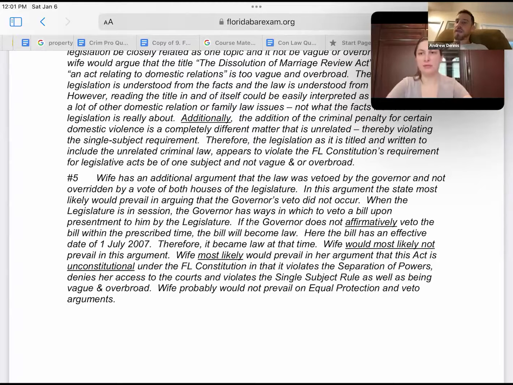All right. In this argument, the state most likely prevailed in arguing that the governor's veto did not occur. When the legislature is in session, the governor has ways in which to veto a bill upon presentment by the legislature. The governor cannot do a pocket veto. Here, the bill had an effective date of July 1st, 2007. Therefore, it became law at that time. Wife would most likely not prevail in this argument. Wife most likely would prevail in an argument that the act is unconstitutional under the Florida Constitution, that it violates the separation of powers, denies her access to the courts, and violates a single subject rule, as well as being vague and overbroad. Wife probably would not prevail in equal protection and veto arguments.